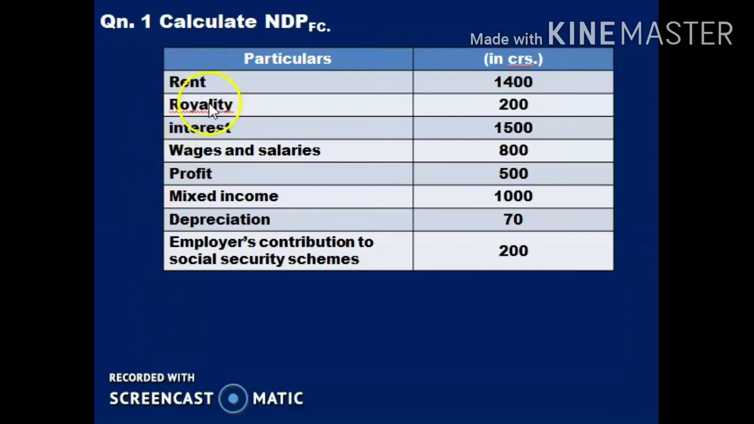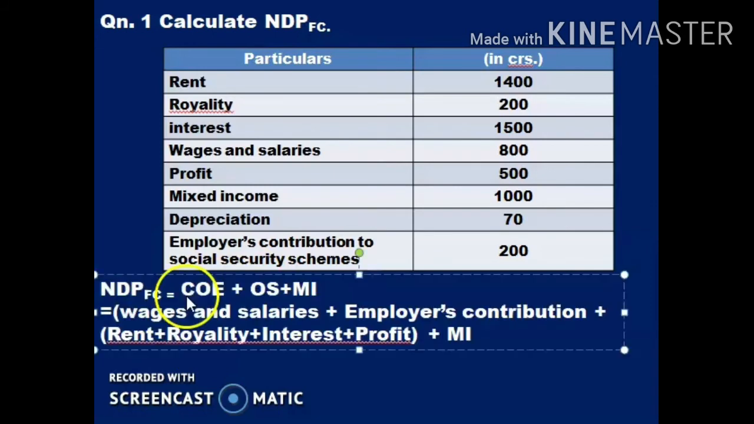So here we can understand from the question itself what the method is. We can see rent, royalty, wages, etc. are given, so we can understand that it is the income method. How will you calculate? In the initial point of view, you have to find NDP-FC. What is the formula for that? NDP-FC is equal to COE plus OS plus MI.